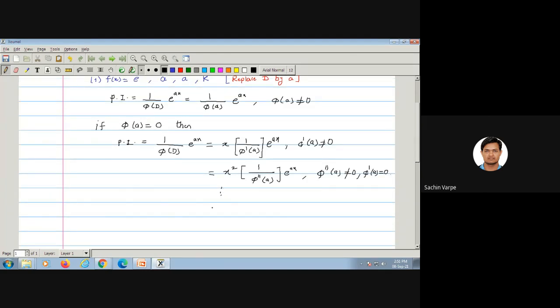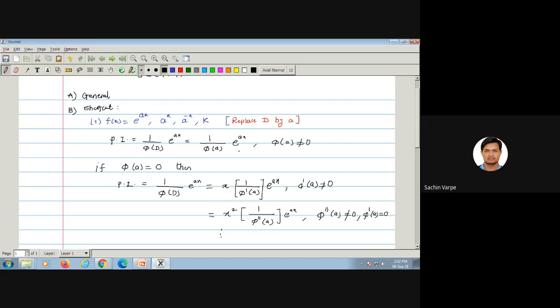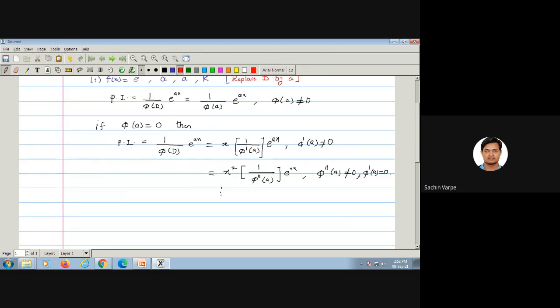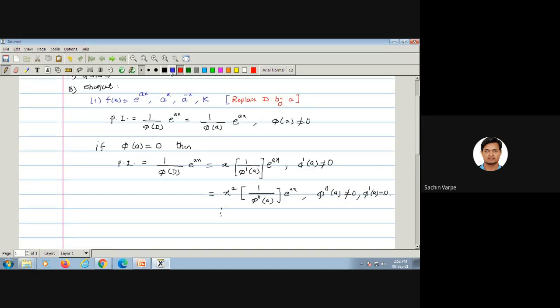So this is about the first shortcut case. We have discussed it in detail, even the examples also. I hope no one has a doubt related to this. Is there anyone who has a doubt in this first shortcut case? Please let me know if any doubt. Yes, any doubt? Shall we proceed with the next?